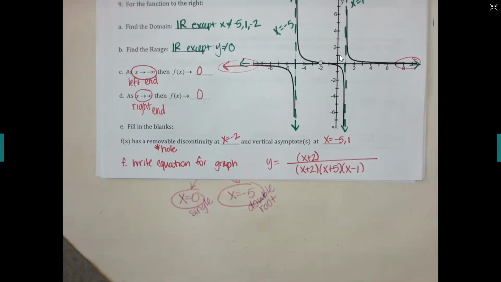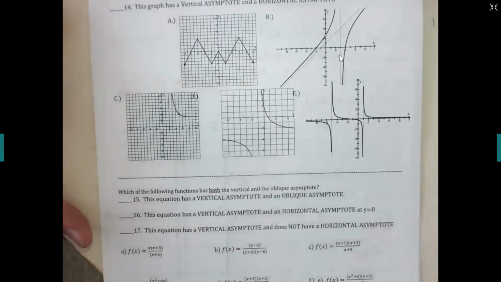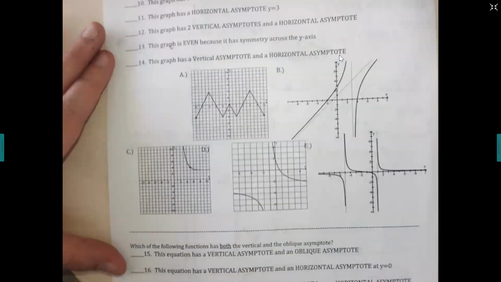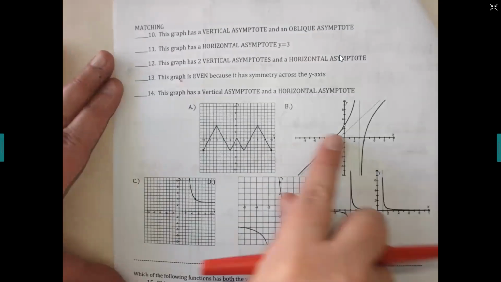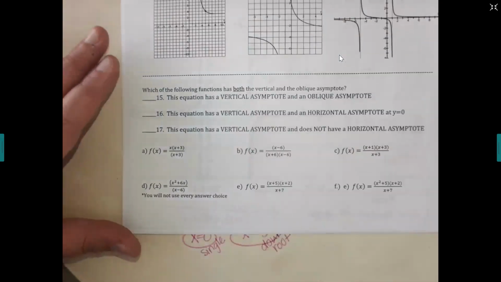Okay, the next page is matching. I am going to assume that it would be easier for you to do matching with a graph on your own. So instead of with 10 through 14, you're just picking the picture. I'm gonna help you with 15, 16, 17. Okay, but they're all pretty much matching.